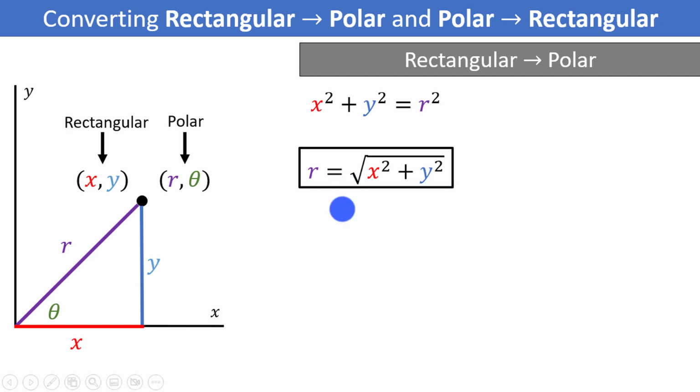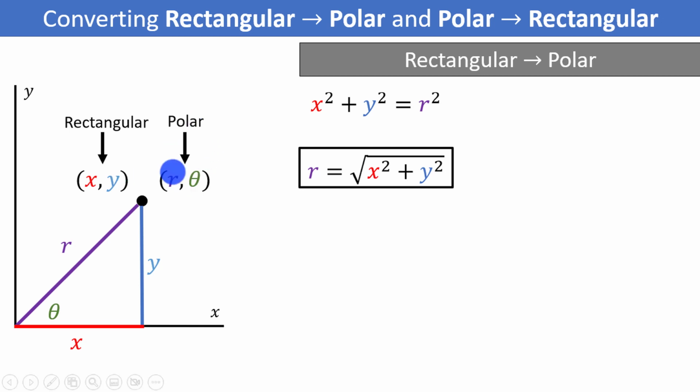Now technically this should be plus or minus the square root of x squared plus y squared, but generally we just write the positive square root. We could represent r as a negative value, but generally we would prefer it to be positive, so that is the way I'm writing the formula. So if you would like to find r, and you already have the rectangular coordinates x, y, all you need to do is take the square root of the x-coordinate squared plus the y-coordinate squared.